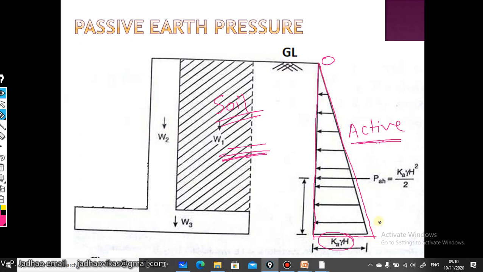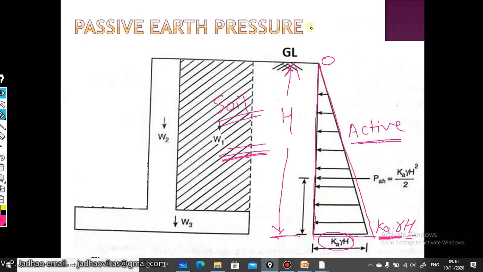This will be Ka into gamma h, where Ka is the coefficient of active earth pressure, gamma is the weight density of soil material which we are retaining, and h is the total height of this particular retaining wall. So this is how the active earth pressure will be acting.